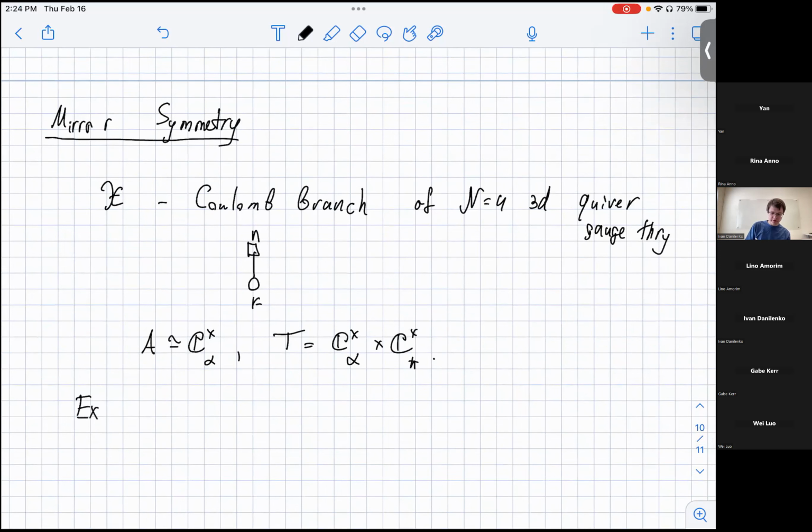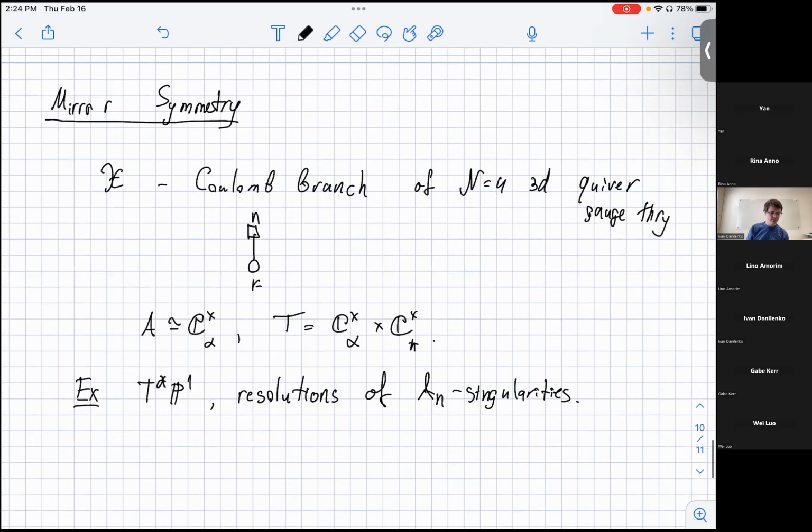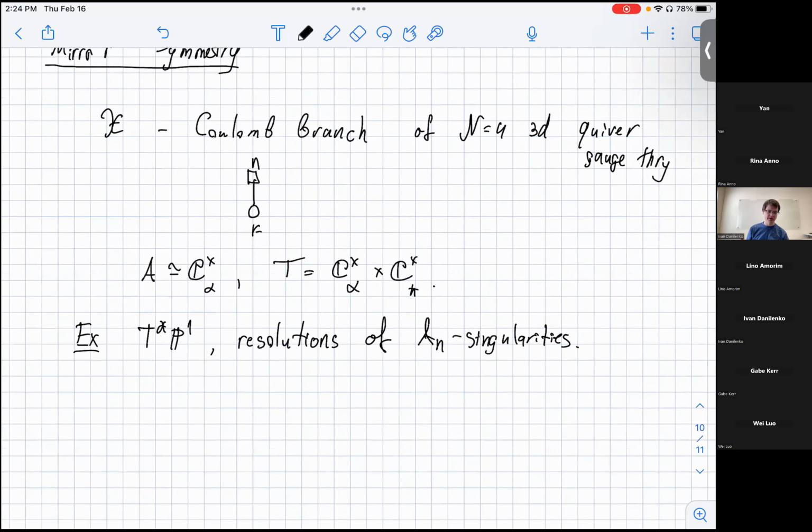And examples which fall in this family are, for example, T star P1, but be careful, it's not the quiver variety of this quiver, it's the Coulomb branch. The quiver variety is the Higgs branch, and this is a Coulomb branch, but it turns out to be also in this family. And also resolutions of A_N singularities. Okay, these are all two-dimensional examples, but there are higher dimensional ones as well.